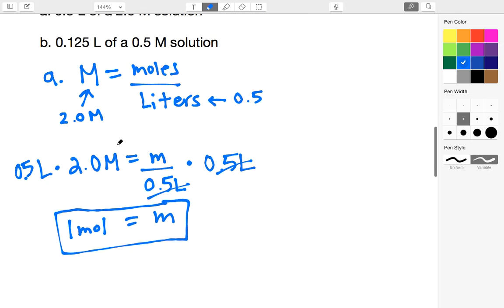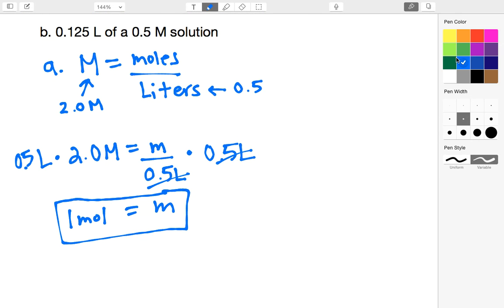For B, you can try B out on your own, but once you solve it, you should get 0.0625 moles, something close to that.